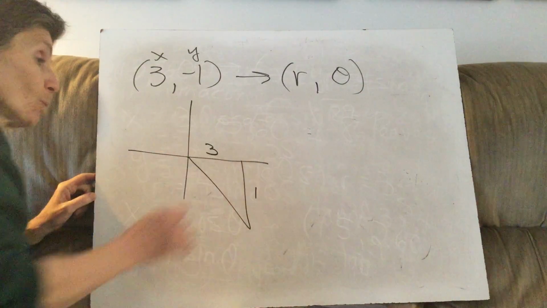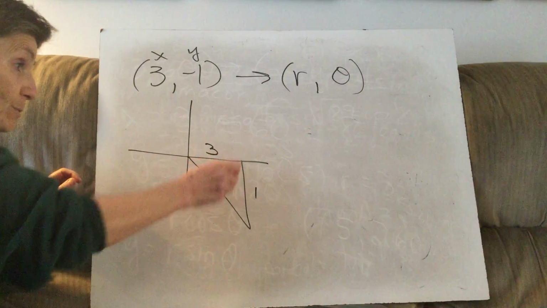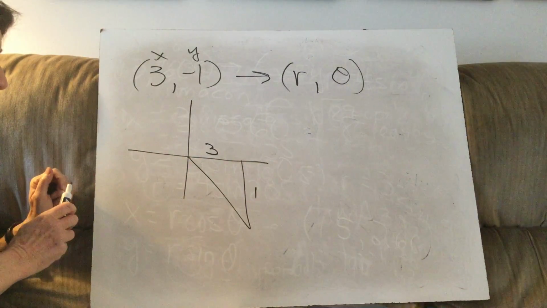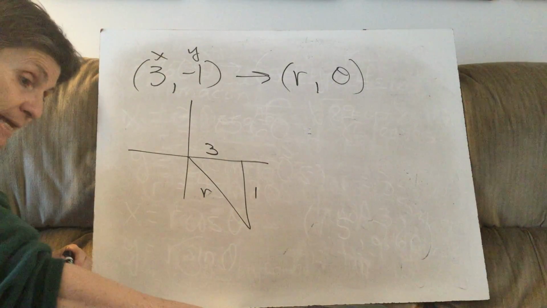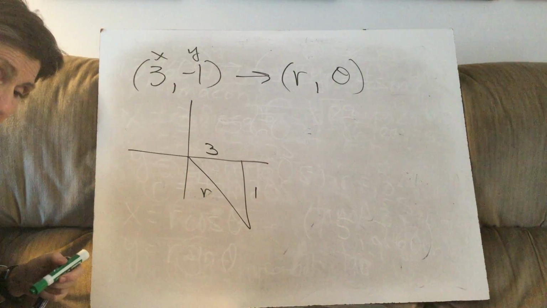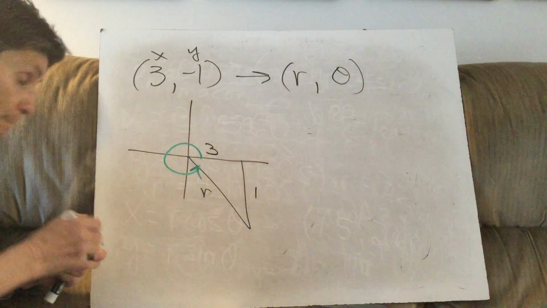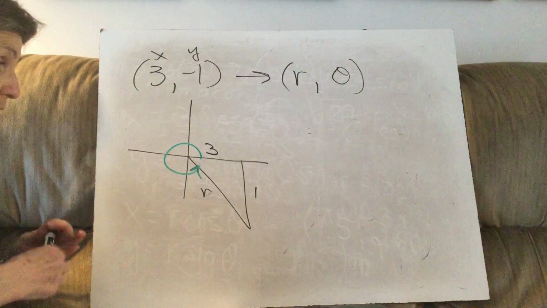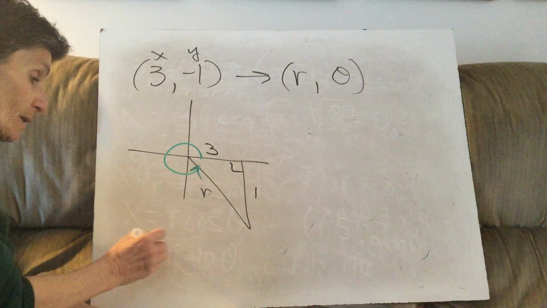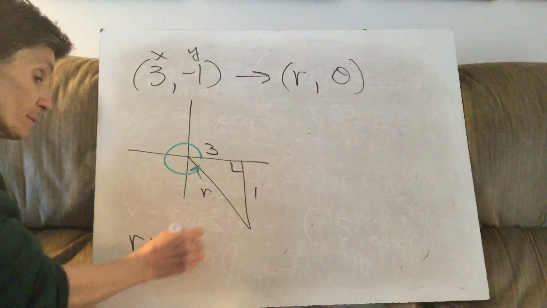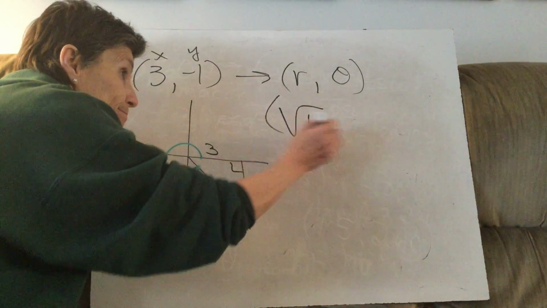Over 3, down 1. Obviously my scale's off a little bit, but you get the idea. Over 3, down 1. This is r. And this is theta. So r's Pythagorean theorem. Square the first one, square the second one, add them up, take the square root, so root 10.